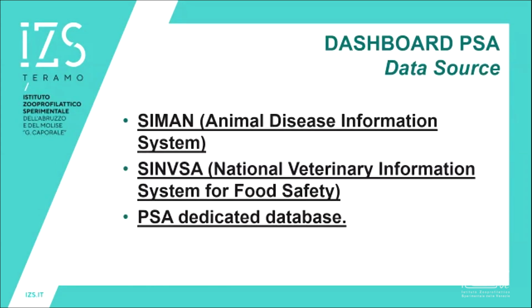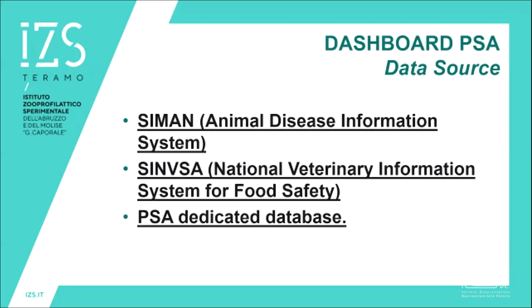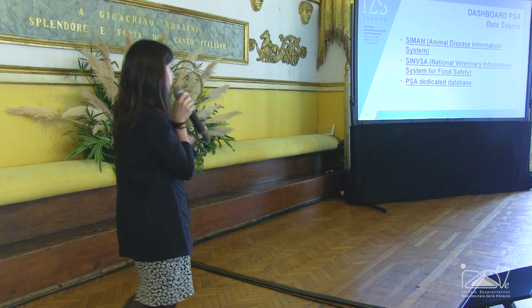So the data sources in this case are the CIMAN, the Animal Disease Information System, and the CIMSA, the National Veterinary Information System for Food Safety. Food safety, but actually the data flow related to African swine fever is collected through this information system due to its characteristics. And then there is an African swine fever dedicated database to collect historical data related to restriction zone. This is a procedure that has been implemented when the tool was already produced.